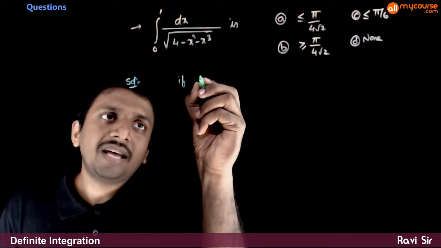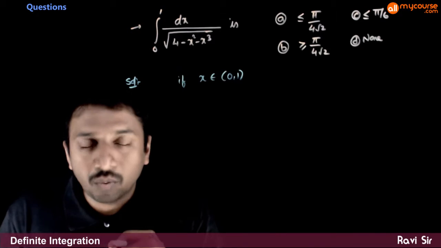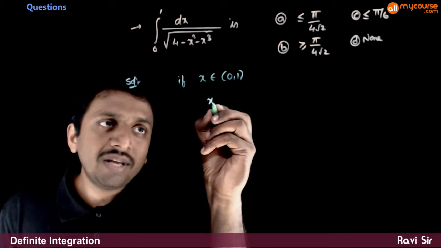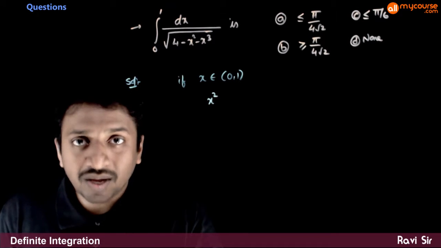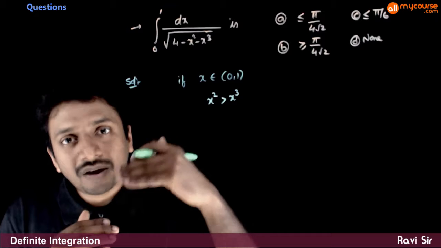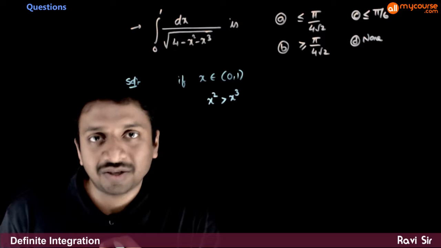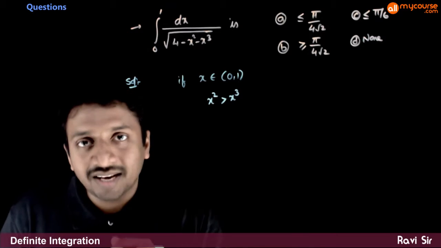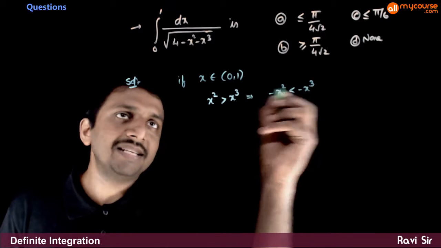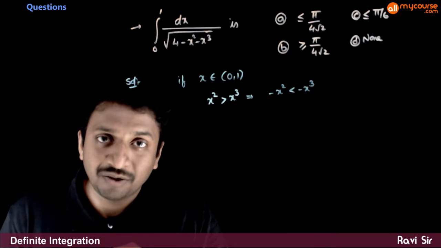If x is in between 0 and 1, we know that x square will be greater than x cube. Between 0 and 1, the more power you increase, the lesser the value becomes. x is greater than x square is greater than x cube. So x square is greater than x cube. This implies minus x square is less than minus x cube.